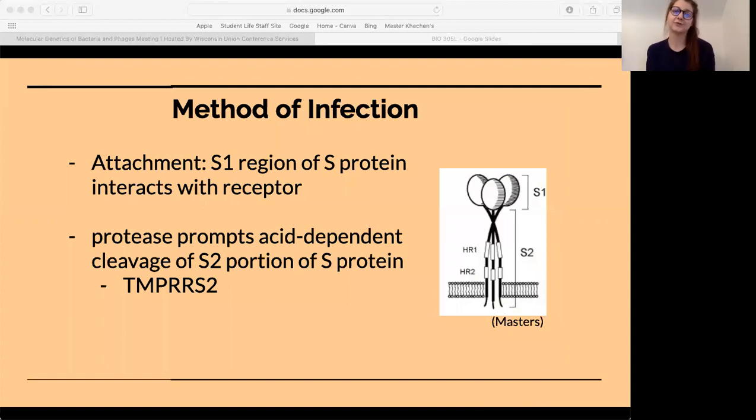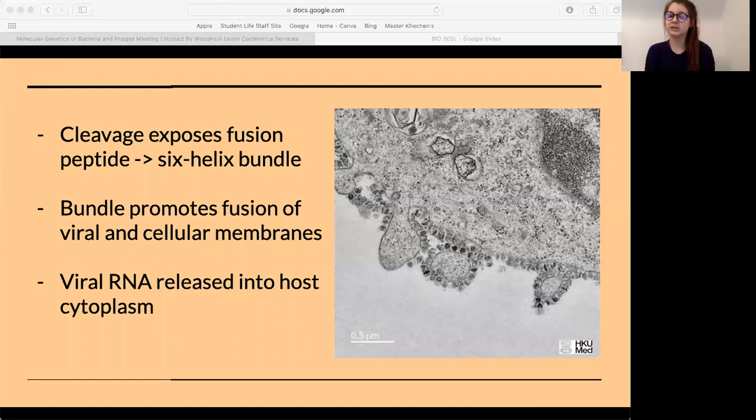So going back, after the attachment to the receptor, a protease, often TMPRSS2, prompts acid-dependent cleavage of the S2 portion of the S protein. So that bottom part then will get cleaved and they will be two separate pieces. But that cleavage exposes a fusion peptide, which allows formation of a 6-helix bundle. And then that bundle promotes fusion of viral and cellular membranes. Once they fuse, the viral RNA can then be released into the host cytoplasm and we have infection.